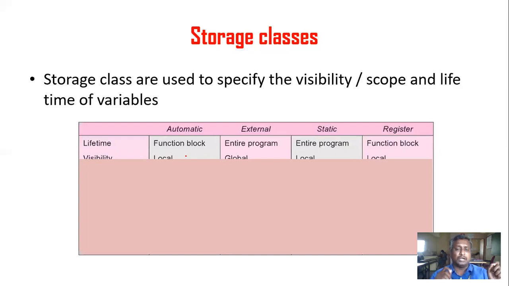Within two curly braces, when we write something, it is called a block. Within that block, if you define a variable with the register or automatic storage classes, it cannot be seen anywhere outside the block.